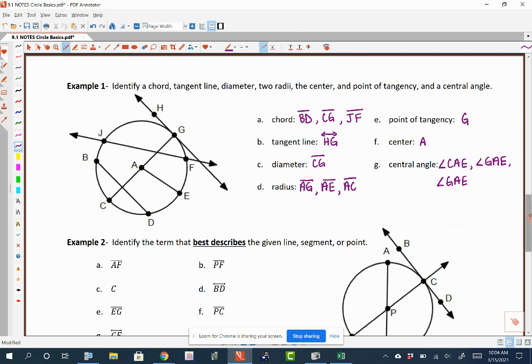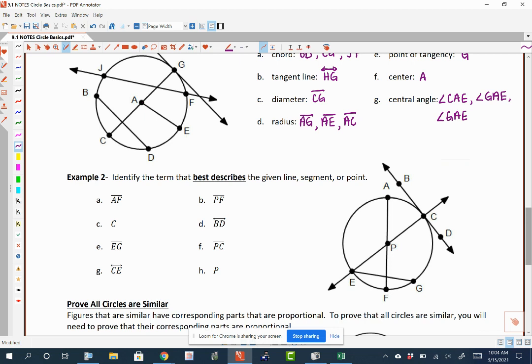All right, let's look at example 2. Identify the term that best describes, and notice that's bolded and underlined, because sometimes you may feel like they fall into 2 categories. So which one best describes the given line, segment, or point? Problem A has a segment marking above it, so segment AF. So I look and find A and F. I think the best description here would have to be a diameter because it goes through the center. Technically, it is a chord, but more specifically, it's a diameter because it does go through that center.